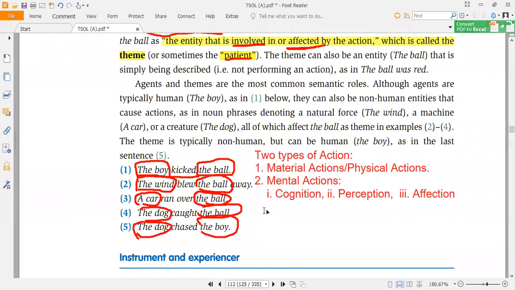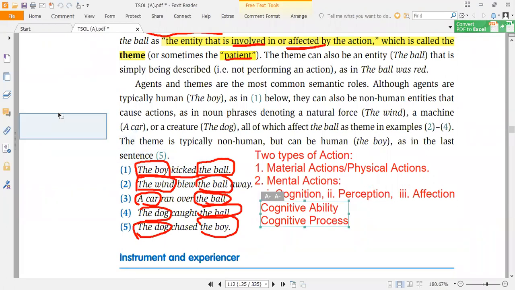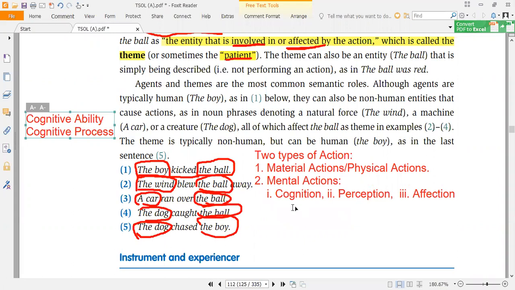When we say cognitive ability, we actually mean mental ability. When we say cognitive process, we actually mean mental process, right? So cognition is related to the human mind. Mental actions are of three types: cognitive actions, perceptive actions, and affective actions.